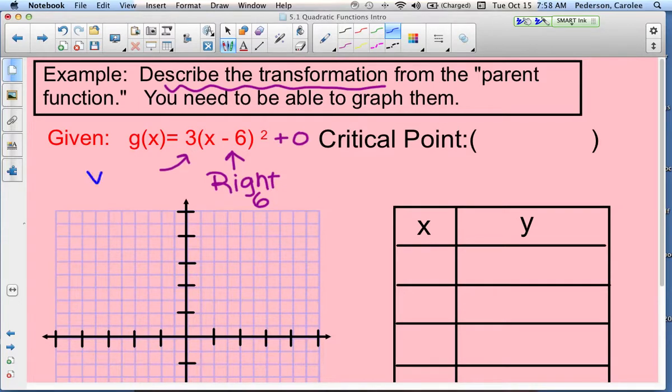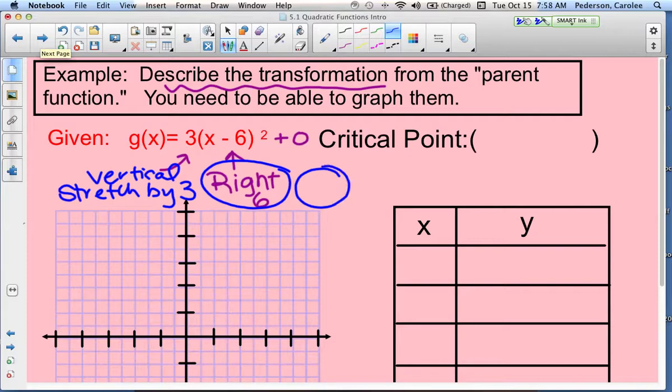So it's a vertical stretch by 3. We've now just described it. Vertical stretch by 3, right 6. If we wanted to find the critical point, we only focus on the shifts right and left and up and down. There is nothing here to move it up or down, but we need to move it right 6. Our critical point will be 6, 0. Then if we wanted to take the time to graph it, we definitely could do so.